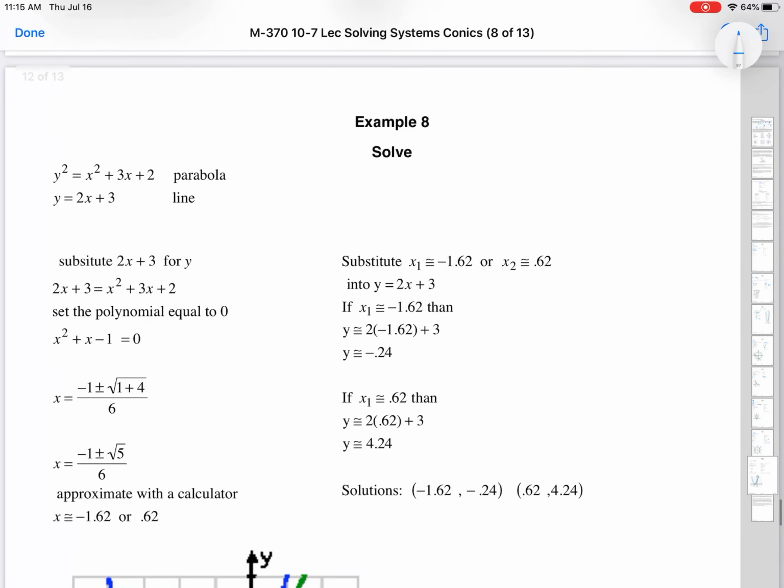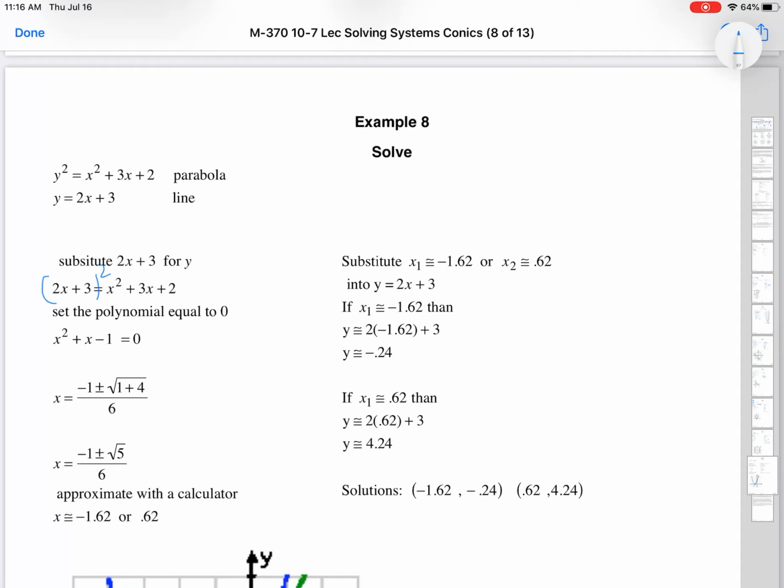2 more examples. Example 8. Again, I would use substitution just like he does. 2x plus 3 going in for the y's. And so we have a little bit of a problem here. So he has 2x plus 3 going in, but he's forgetting to square it. So this is not done right at all.